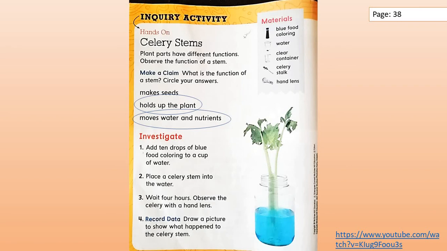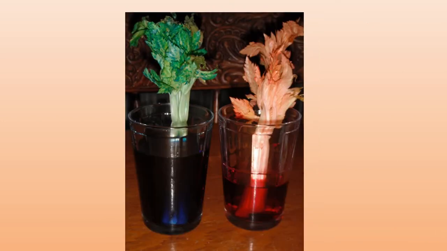The second step is to place a celery stem into the water. The third step is to wait 4 hours or more and observe the celery with a hand lens. Let's see what you will observe if you do that.